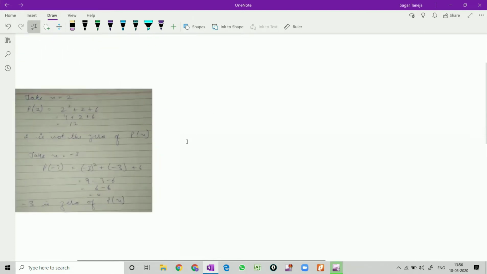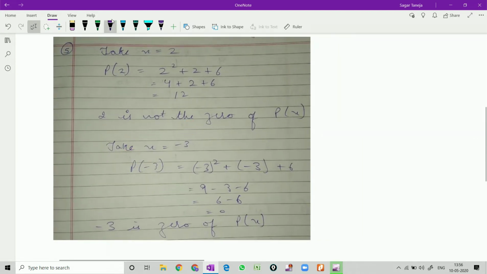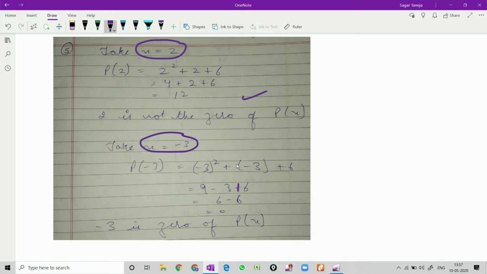Just see this question, a very easy question. I have written a sign wrong in one place. This is question number 5 from the test. Here we have to check whether 2 and minus 3 are the zeros or not. We put the value 2 and it comes to 12, so it is not a zero. That was correct, but here it is minus 3 and I put the values. Everything is correct, but here it is plus 6, and in the next step I have written minus 6, so here plus 6 will come.